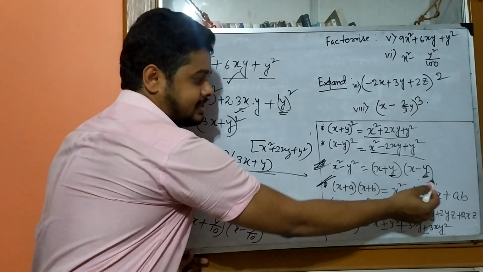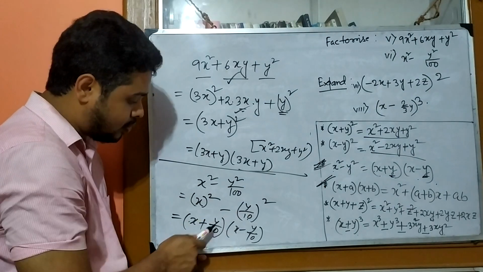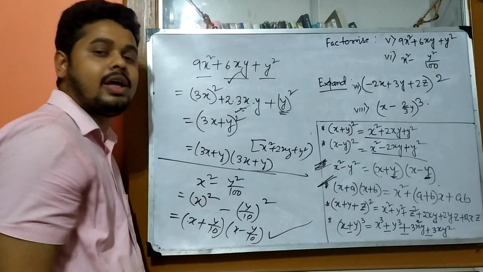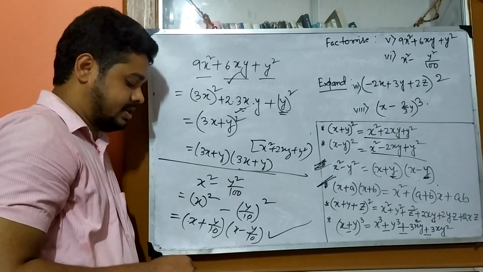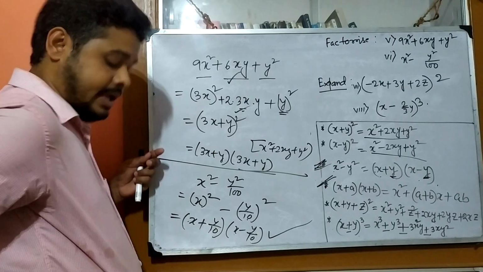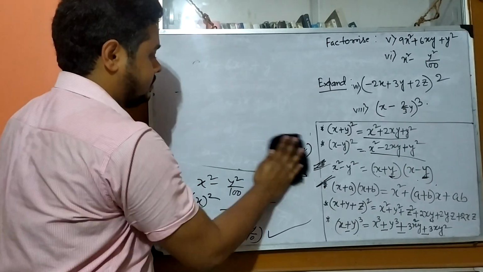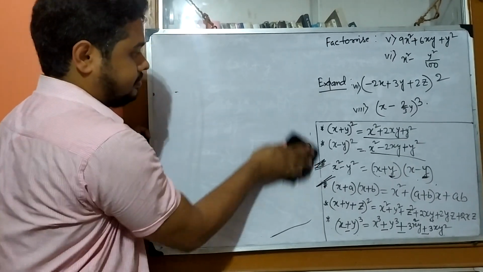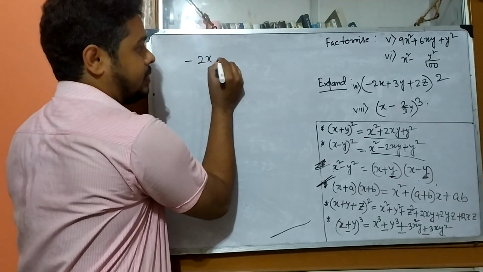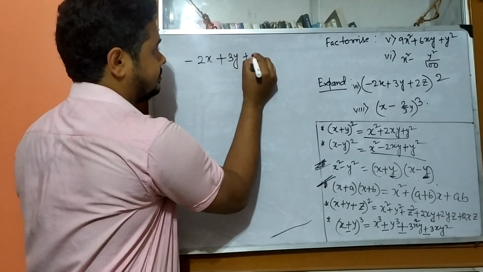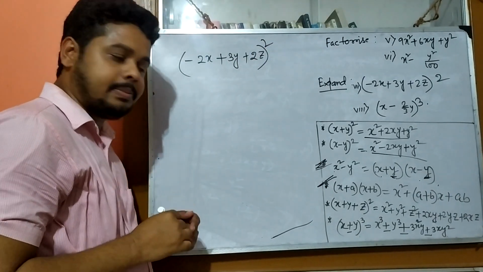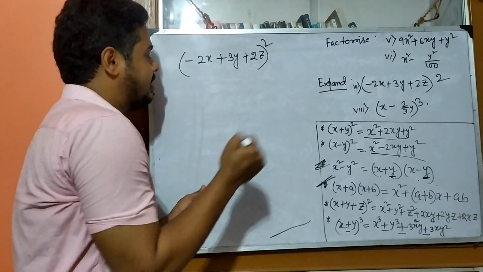x plus y, x minus y. That is our x and that is our y. x plus y by 10 and x minus y by 10, and that is our factorization. Now we are coming to the next two, expansion. First one is, next one is expansion. Expansion means how many parts are there?